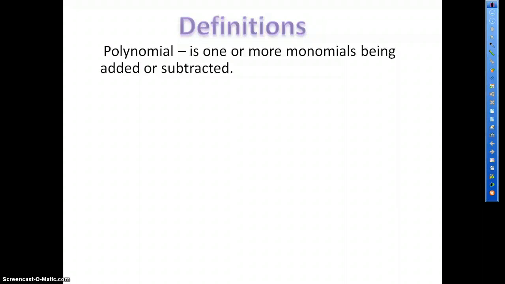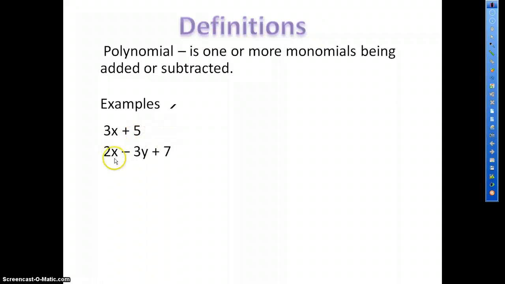Now let's take a look at the word polynomial. Poly means many. A polynomial is one or more monomials being added or subtracted. And that's the key phrase in there, added or subtracted. So let's just look at some examples here. I have 3x. This is a monomial. It's a term. Plus 5. So I have two monomials that are being added together here. So this would be considered a polynomial. Later on we might give something like this a more specific name, but we haven't got there yet. So right now we're just saying this is a polynomial. It's actually two monomials added together.